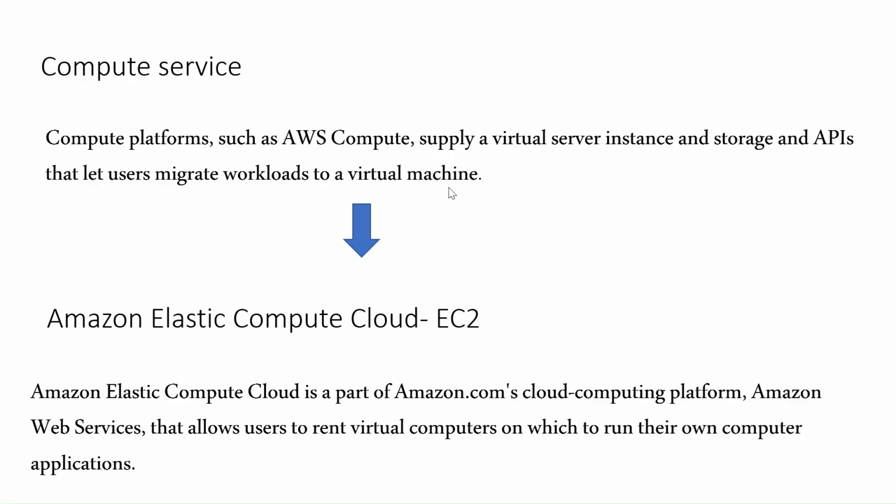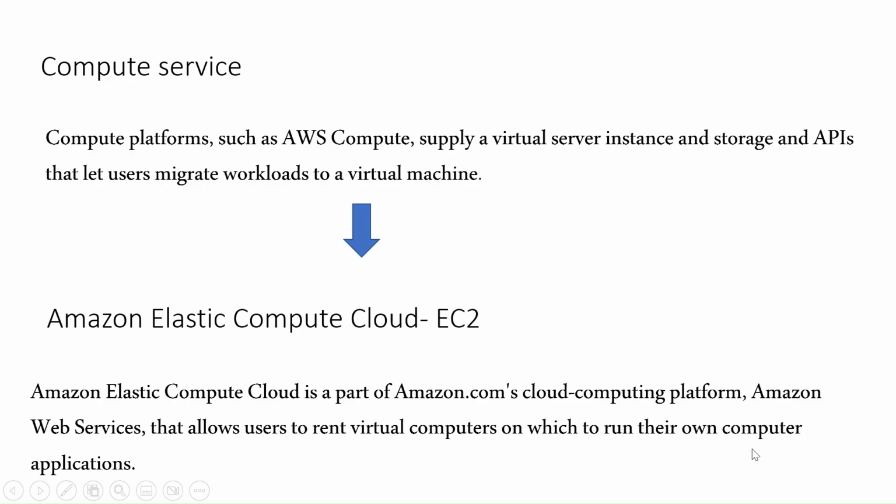These servers in traditional or on-premises setups are stored within our premises, but in AWS these are virtual servers, meaning they are stored at a remote location and we can access them virtually over the internet. So that is the virtual server, and the AWS virtual server is known as EC2, that is Elastic Cloud Compute, which I am going to discuss in this video. So Amazon Elastic Cloud Compute is a part of Amazon.com's cloud computing platform, Amazon Web Services, that allows users to rent virtual computers on which to run their own computer applications.